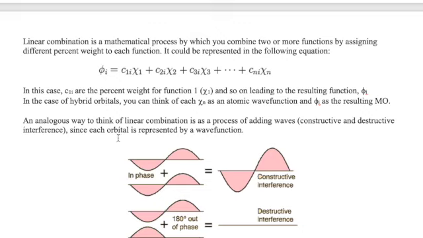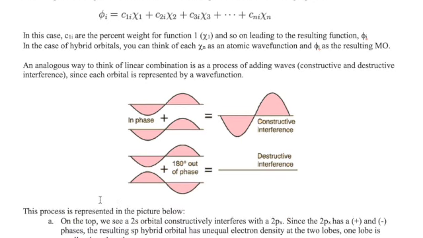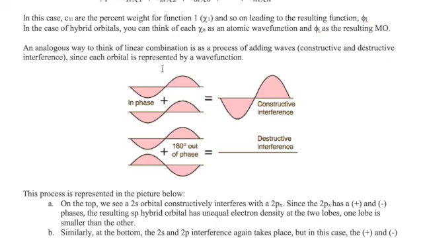Now, we're not actually going to do the math here, but we're just going to use a graphical representation of the orbitals to help us show how linear combination works. Now, remember that orbitals are mathematical functions that represent waves. So a linear combination operation can be thought of as interference of these waves. There are two types of interference: constructive and destructive. Constructive means you're adding two waves that are in phase, where the troughs and the peaks are aligned. Destructive interference means you're adding waves that are not aligned.